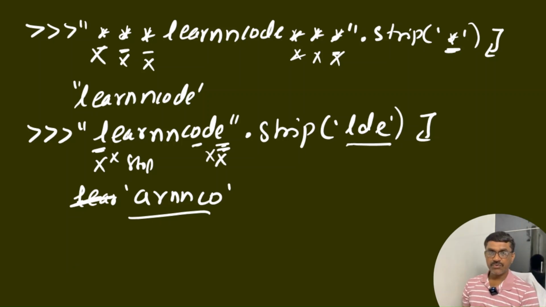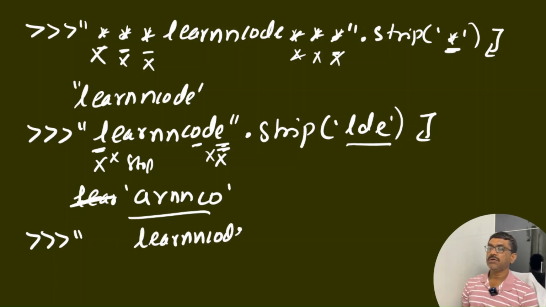Another important thing you should note here is, let us take an example at the Python shell. Here I am giving some spaces, 3 spaces. After that, learn and code, the same example we have already seen. Again, I'm giving 3 spaces. After this, I'm going to use the method strip, and in parentheses, I'm just writing single quotes. I'm not even giving one empty space, just mentioning single quotes like this.